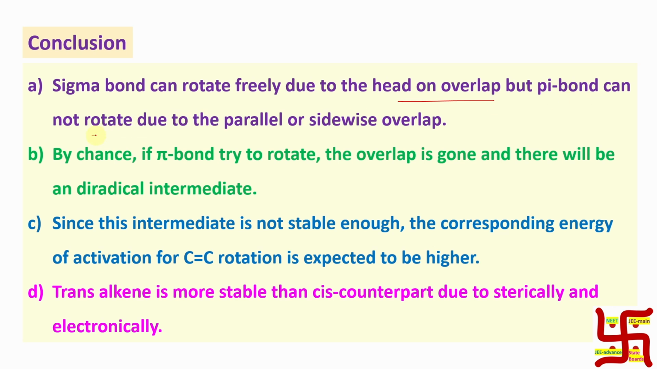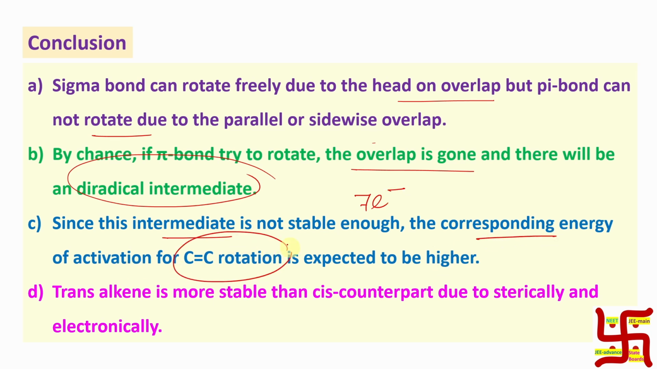a pi bond cannot rotate due to parallel or sidewise overlap. And by chance, if you want to rotate the pi bond, the overlap will go and the bond will break, and it will result in a diradical intermediate. Next point, since the intermediate is not stable enough because radicals are 7-electron species with an incomplete octet, the corresponding energy of activation for this C-C pi bond rotation is expected to be higher.